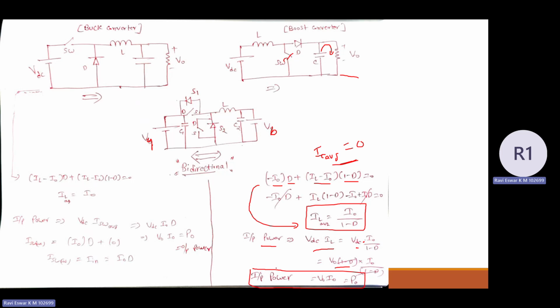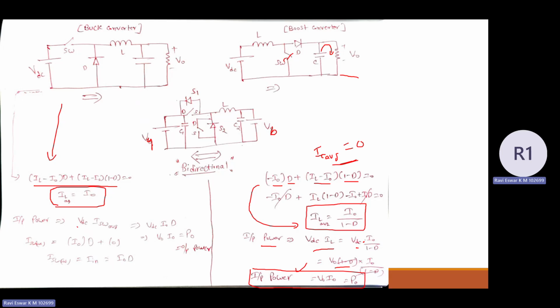So this is the relation I explained in the previous video lecture. Similarly, you can do it for the buck converter also. So for the buck converter, what we understood is, again, we applied that the average current through the capacitor over a cycle is equal to 0. From that, we understood that the average inductor current is equal to the output current. So again here, let us try to find the input power.